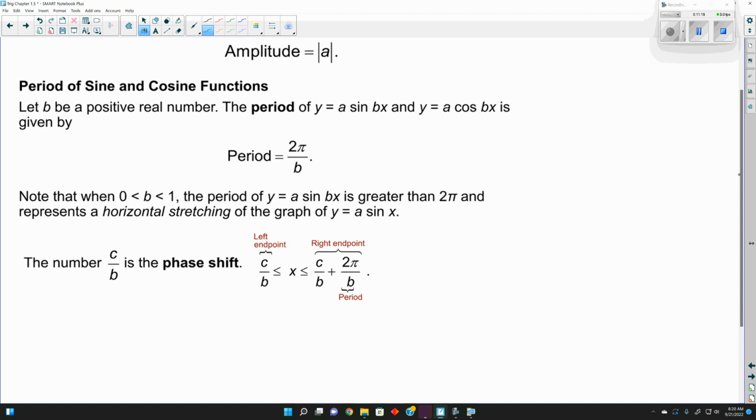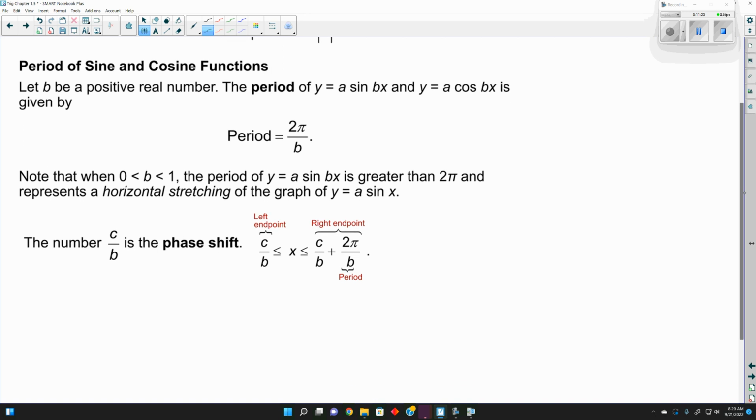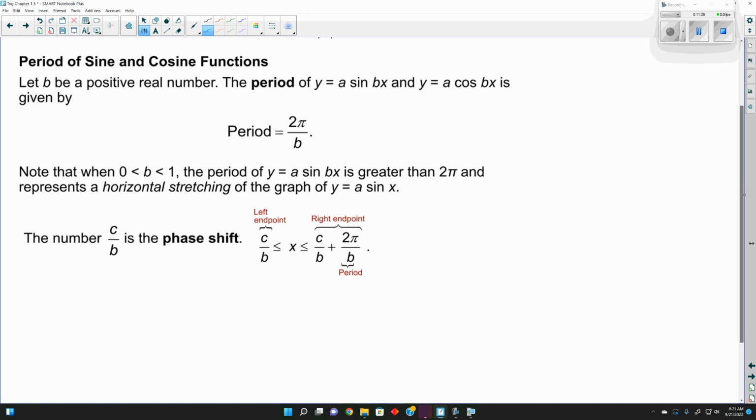Note that when b is between 0 and 1, the period is going to be greater than 2 pi. And whenever b is greater than 1, it's going to be shrinking it, because we're dividing 2 pi by it. We're making the time it takes for it to repeat smaller. If it's a fraction, it's going to take longer.